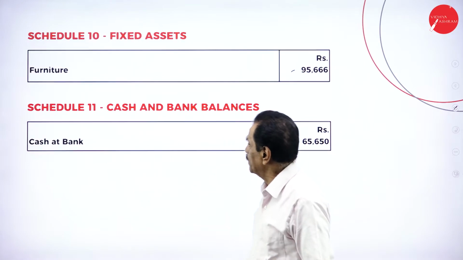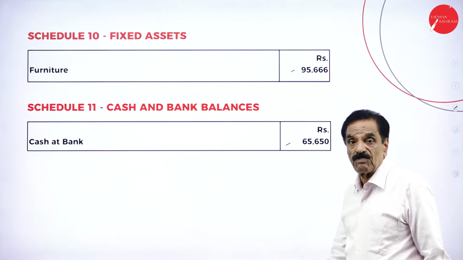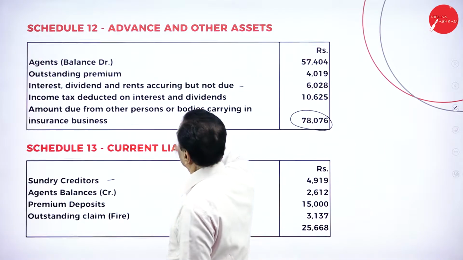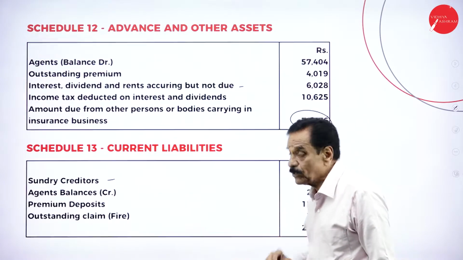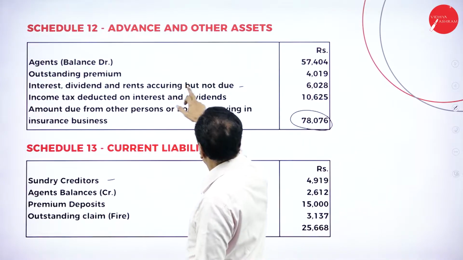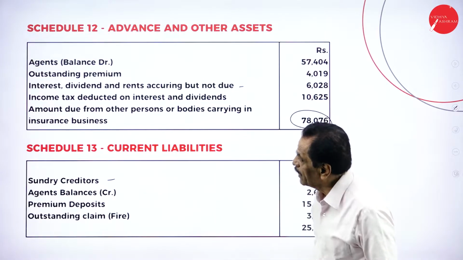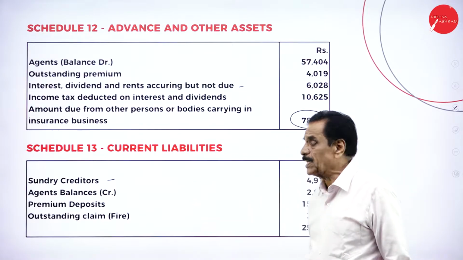Schedule number 11, either cash in hand or cash at bank. You have a cash at bank of 65,650. Schedule number 12, advance and other asset. Agent balance, debit entry, outstanding premium which you have to receive, interest and dividend rent accruing which you have to receive, income tax deducted on interest and dividend should be added, amount due from other person should be added, amount due to other person is a liability.